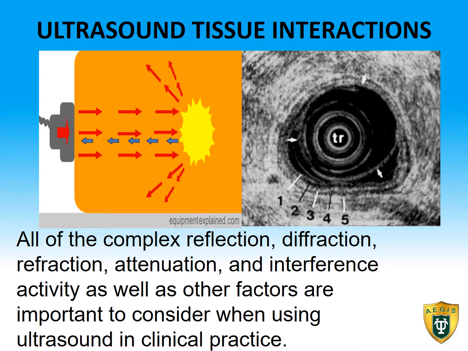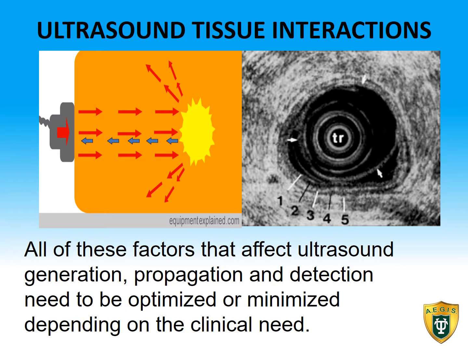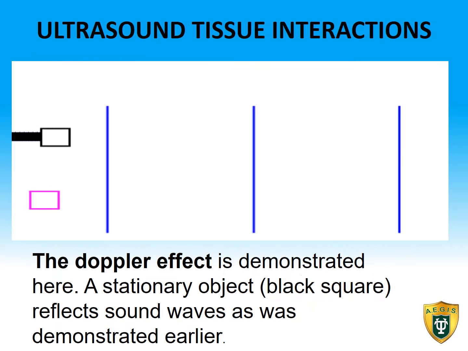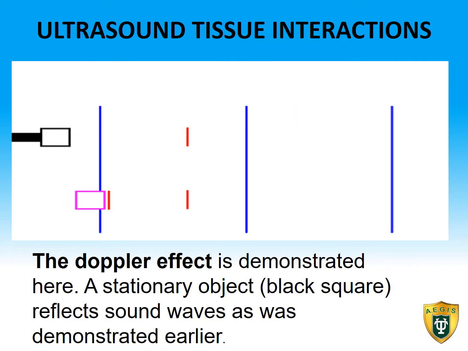All of the complex reflection, diffraction, refraction, attenuation, and interference activity, as well as other factors, are important to consider when using ultrasound in clinical practice. All of these factors that affect ultrasound generation, propagation, and detection need to be optimized or minimized depending on the clinical need. So these factors will be reviewed again and will be addressed in later segments on instrumentation and clinical practice.